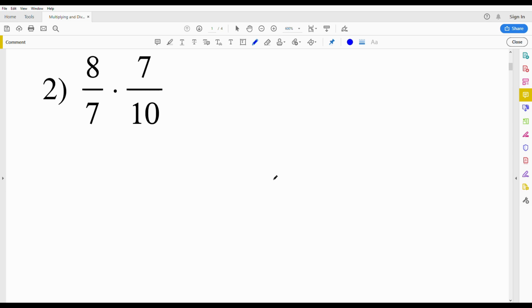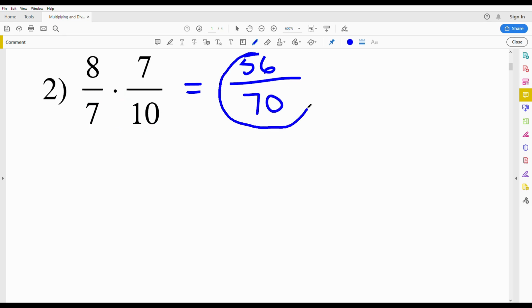In number 2, we have 8/7 times 7/10, a positive times a positive, that's going to be a positive. So I'm going to do this one two separate ways. The first way, we're going to do it just like we did in number 1. We're going to do 8 times 7, multiplying our numerators. 8 times 7 is going to be 56, over 7 times 10, which is 70. Now, 56 over 70 isn't simplest form. We're going to have to simplify it down.